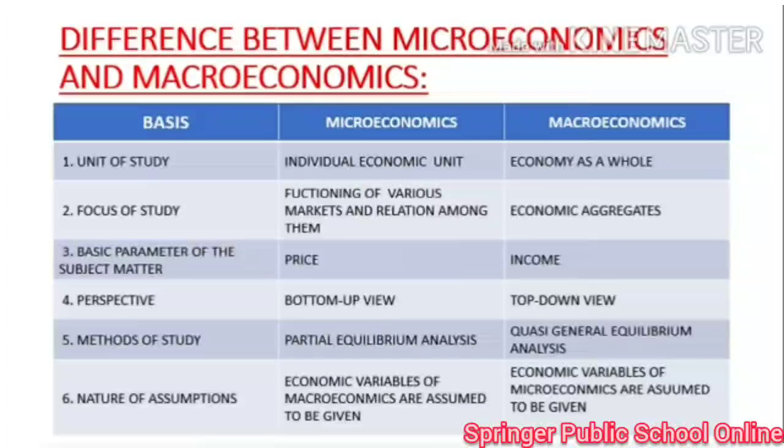Number three, basic parameters of the subject matter. Price is the basic parameter of subject matter in microeconomics. Economic units like households and producers take their economic decisions on the basis of prices in different markets. On the other hand, the basic parameter of subject matter of macroeconomics is income. Economic decisions relating to aggregate consumption, aggregate investment, etc. are taken on the basis of national income.